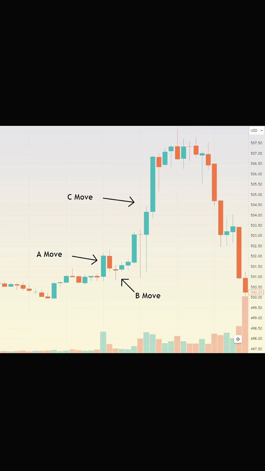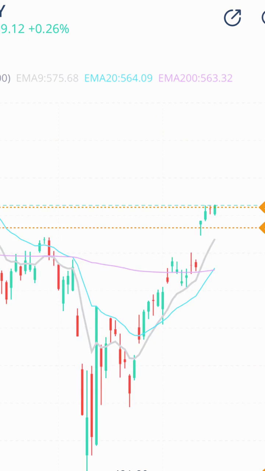You have to know when to get in and when to get out, which is why mentorship is so important. Having somebody to walk you through this is so important, because without it, you are gambling. You are trading in the dark.